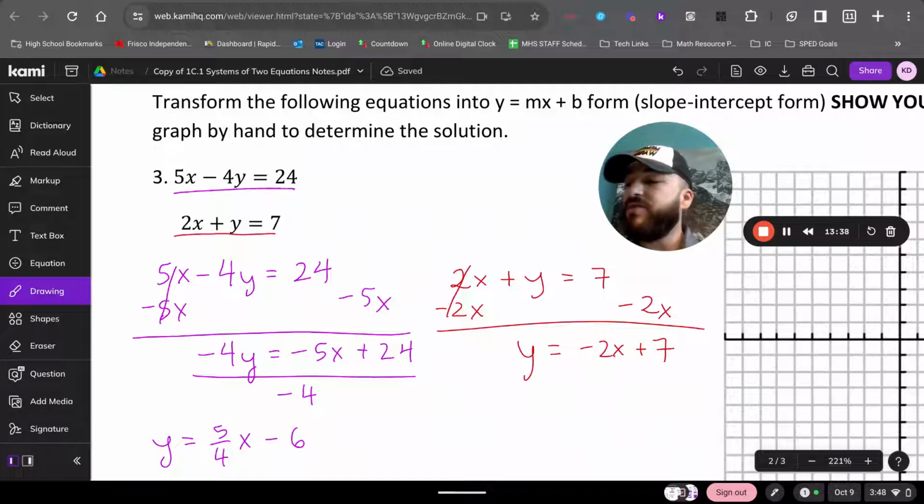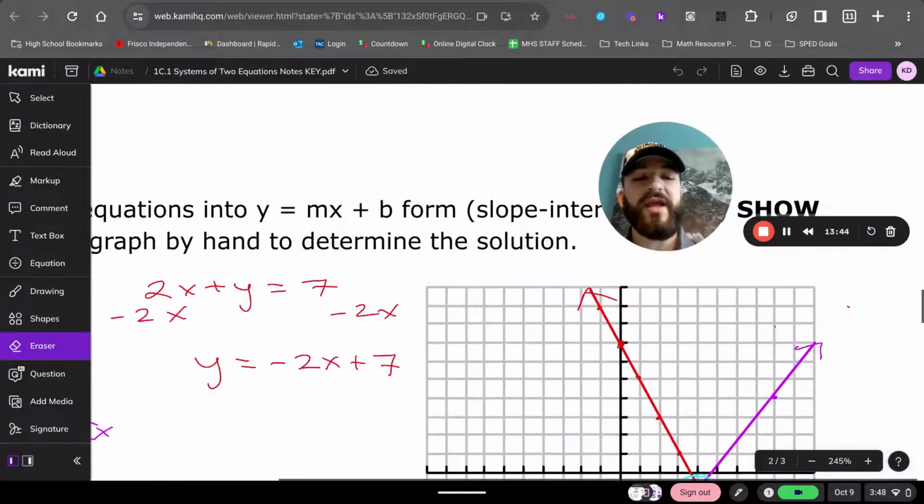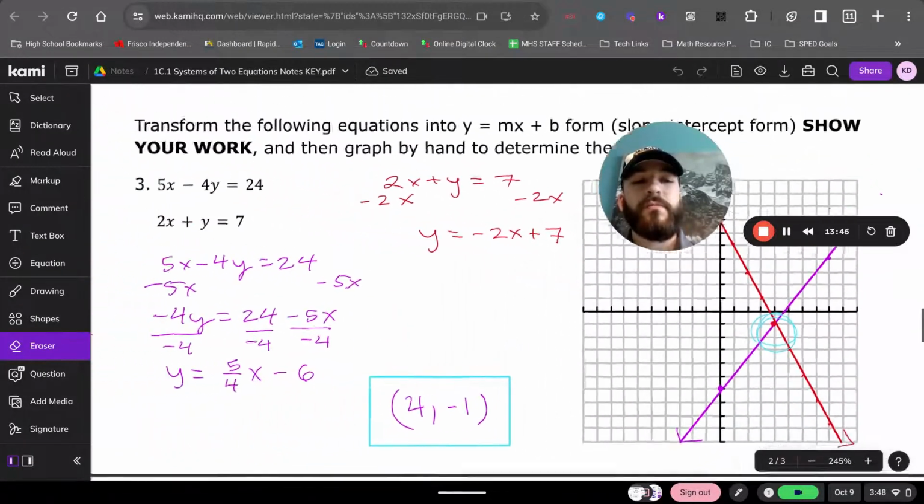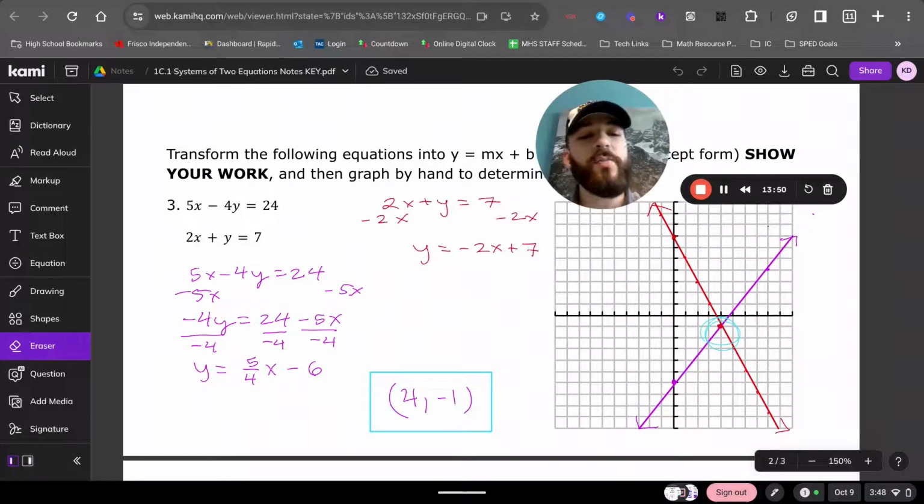Okay, now all I got to do from there is go ahead and graph it, which I already have done. Same thing as before, plot that y-intercept, do that slope, and we do get that point, 4, negative 1. So the only hard extra step on number 3 is, of course, if I want to do graphing, I just got to get them both into y equals, and then I can still solve them.